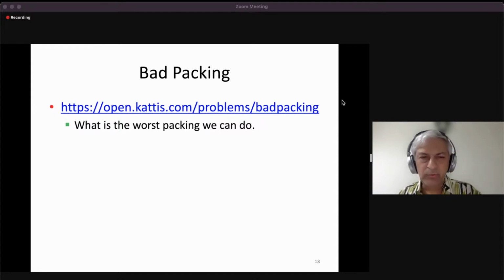Okay, if there are no questions, then we are now ready to do a different version of the knapsack problem, or the packing problem. Here we are asked the question, what is the worst packing we can do? So instead of asking what's the best packing we can do and have minimum wastage of space, now we want to ask the question, what is the worst packing we can do?